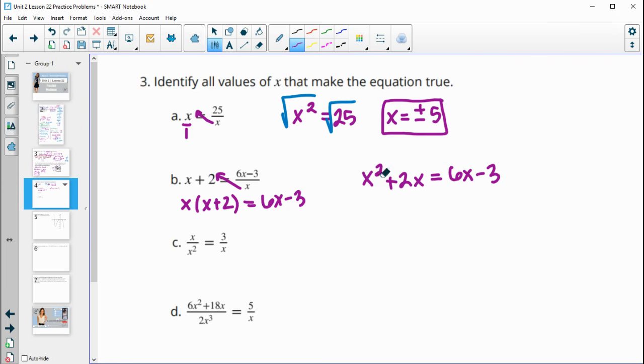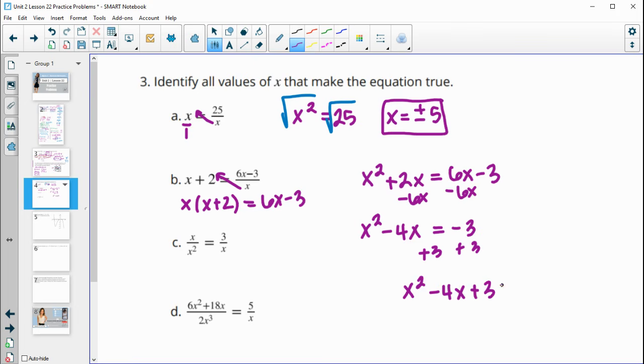So we have a squared term, so we want to bring everything over to the one side. So I'm going to subtract the 6x first. So 2x minus 6x is negative 4x. And then we have 0 minus 3. So then we're going to add 3 to both sides. So then we'll end up with x squared minus 4x plus 3 equals 0.